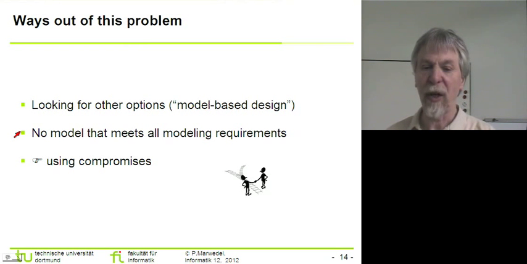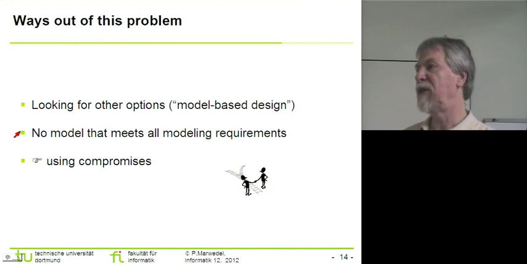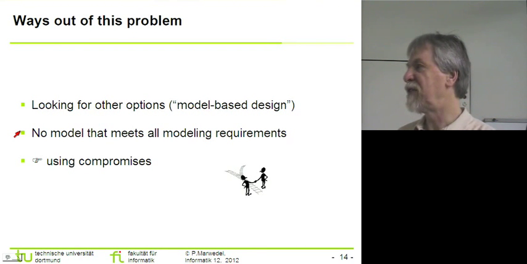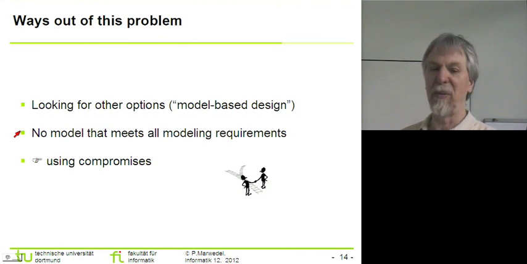Also, it's already obvious that no model will meet all modeling requirements. We have already seen the very long list of requirements, and we saw that the list is so long that there is no hope that any modeling technique will meet all these requirements. So we have to focus on the requirements that are important to us, and we have to be happy if our model just meets the requirements that are important to us. And in a sense, we have to live with compromises.